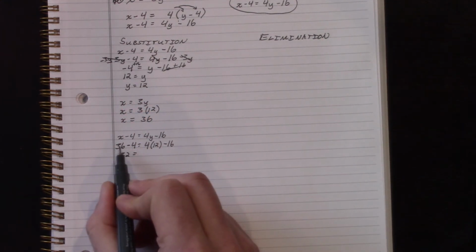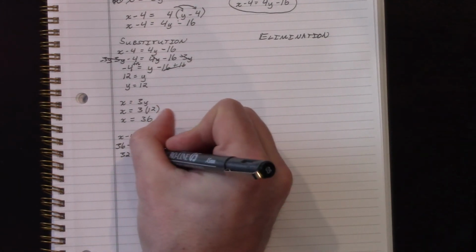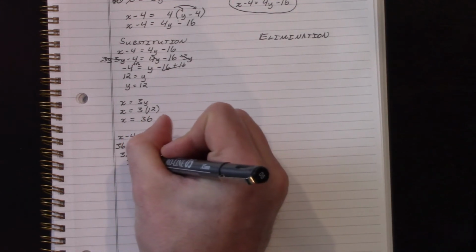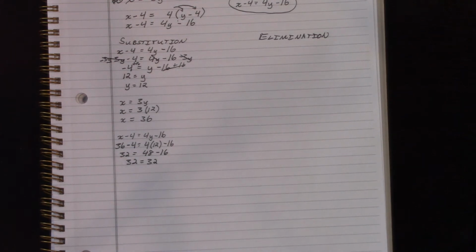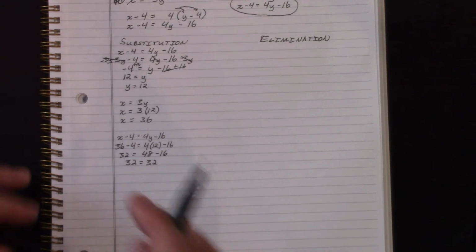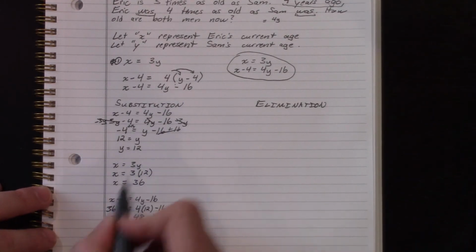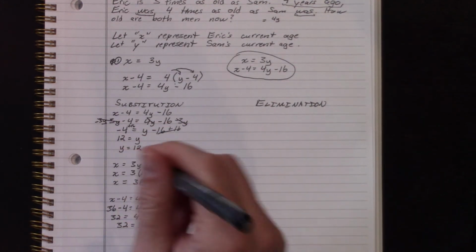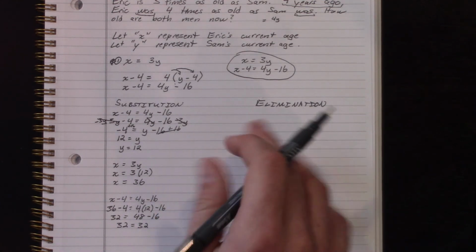So I do this math, 36 minus 4, that's 32. 4 times 12, that's 48. Minus 16, and sure enough, we've solved this correctly. To have a true statement, 32 equals 32. So that's how you could solve it with substitution. So your total final answer here would be exactly what we had up here. Y equals 12 and x equals 36. So you would just answer with Sam is 12, Eric is currently 36 years old.